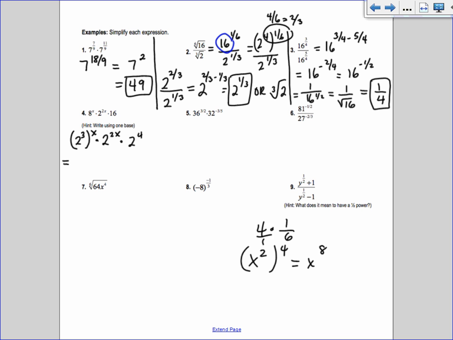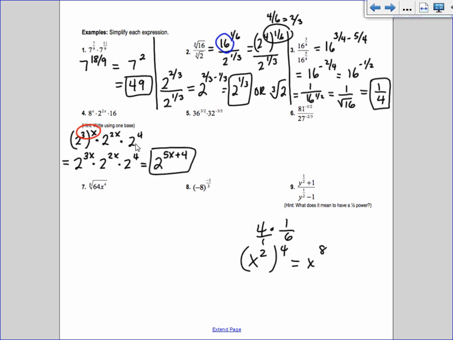Okay? So I multiply. So I get 2 to the 3x times 2 to the 2x times 2 to the 4th, and then I add my powers. 2 to the 5x plus 4. 5x plus 4. Do you guys see it?